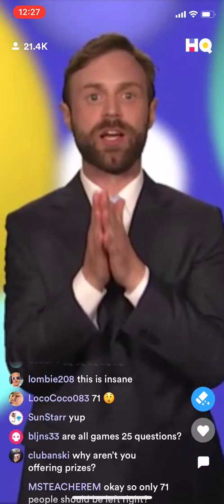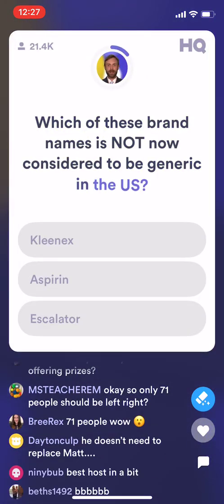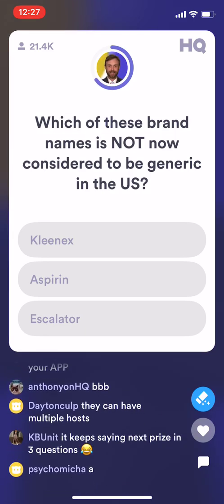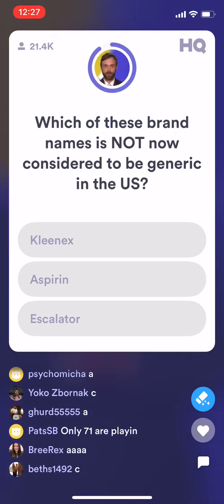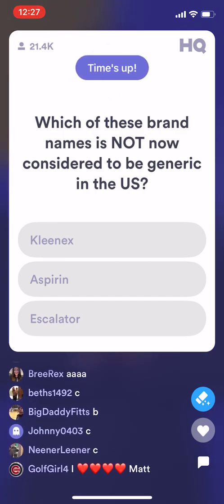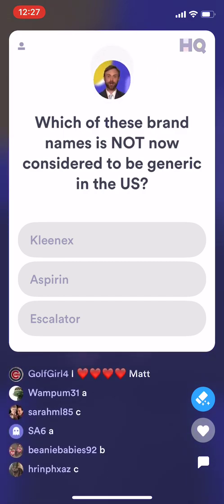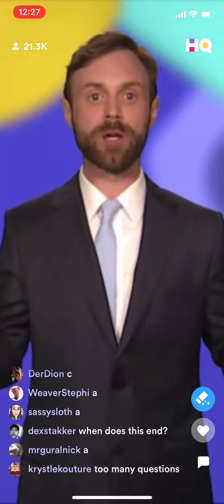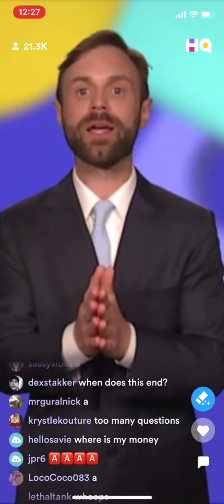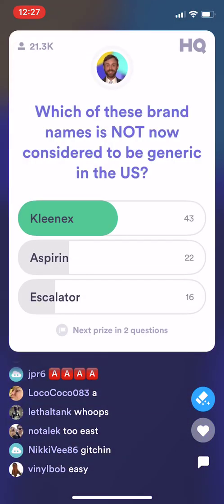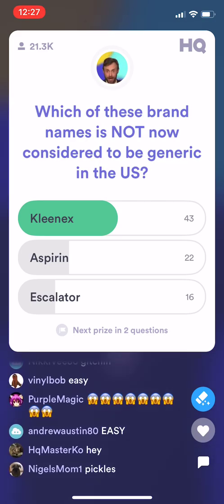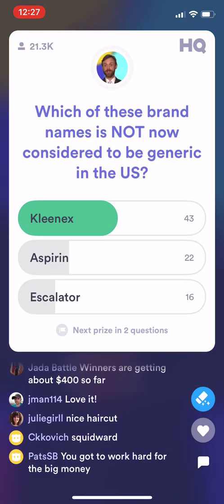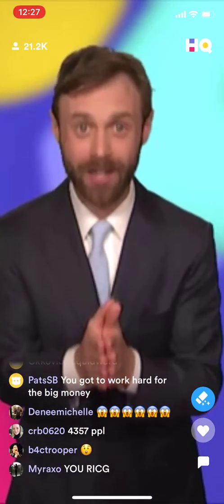Guys, we're moving on to question 23. Which of these brand names is not now considered to be generic in the US? Kleenex, aspirin, escalator. The words aspirin and escalator are considered to be generic. They were originally legally protected trademarks, but they lost the status by becoming a common name for the product. Kleenex is still considered trademark. 43 people just got question 23 correct, which means 43 people are moving on to question 24.